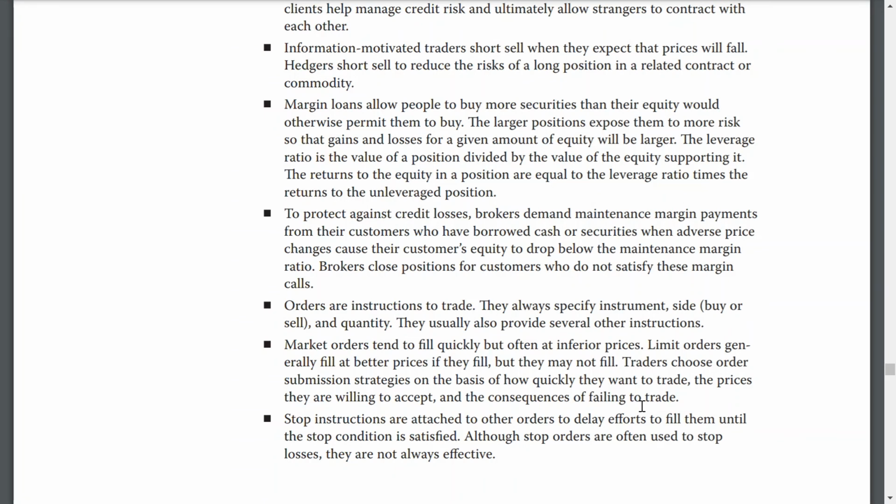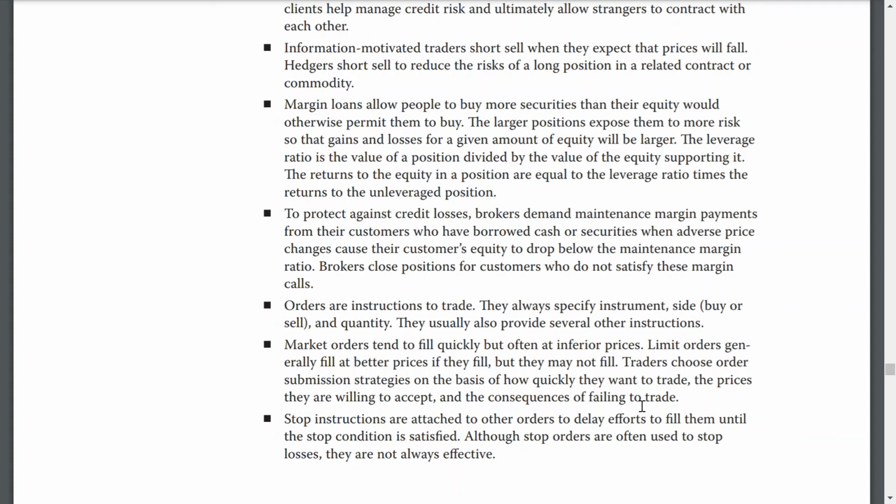To protect against credit losses, brokers demand maintenance margin payments from their customers who have borrowed cash or securities. When adverse price changes cause their customers' equity to drop below the maintenance margin ratio, brokers close positions for customers who do not satisfy these margin calls.